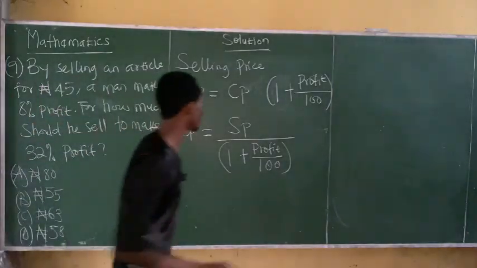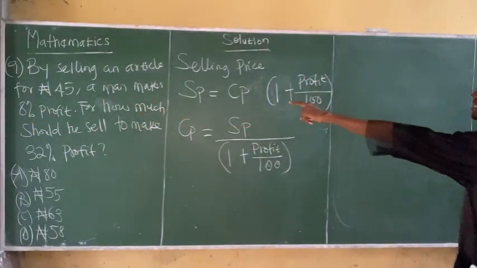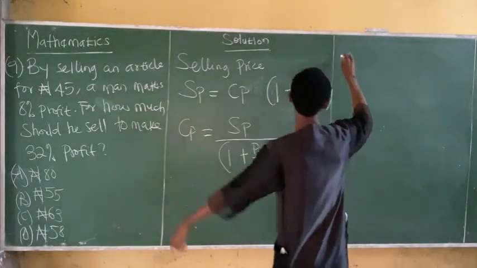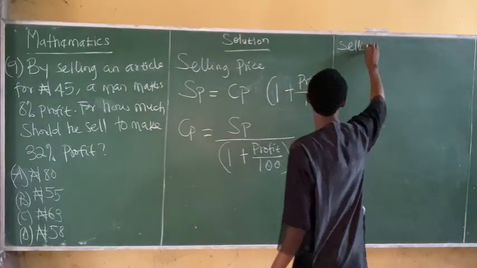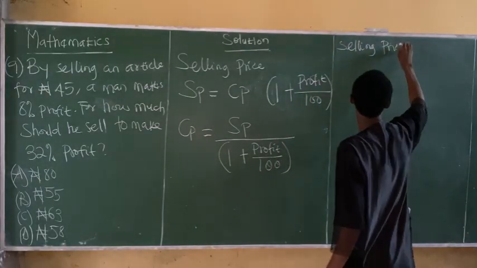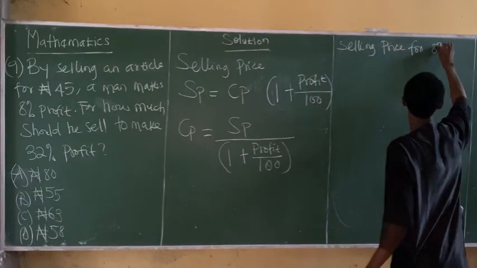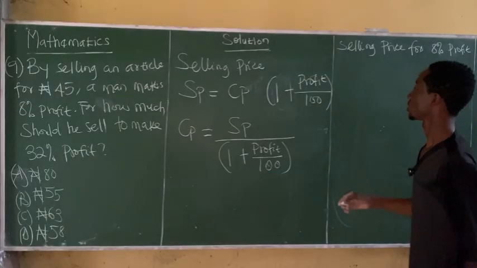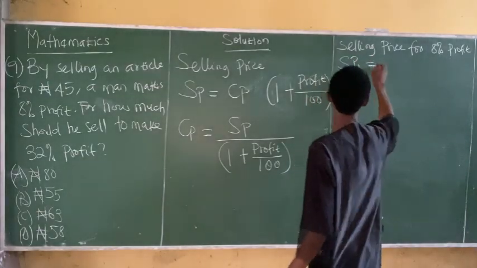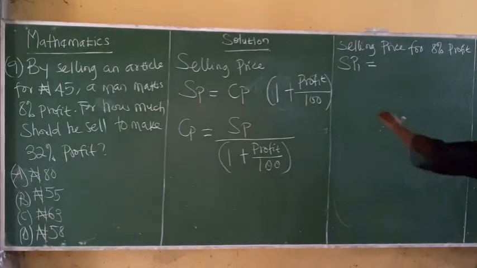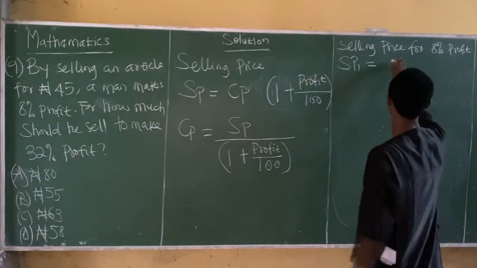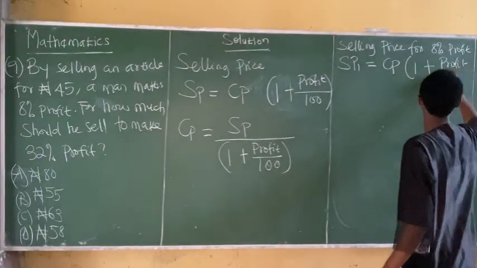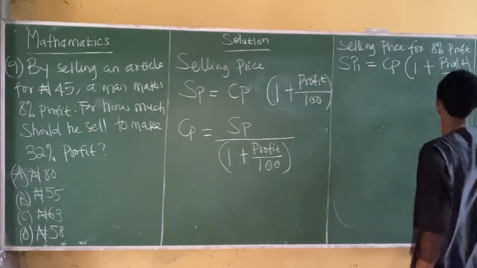Now let's get started. For the first one, it says, by selling an article for 45 naira, a man makes a profit of 8%. So let's say the selling price for 8% profit, let's call it SP1. So for the selling price now, don't forget this equation. Here we have CP into 1 plus profit divided by 100.